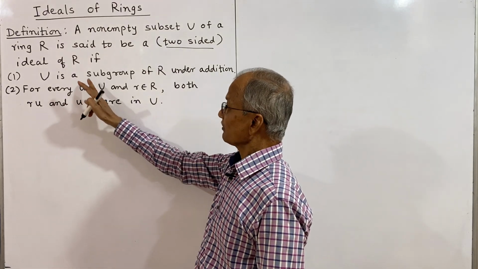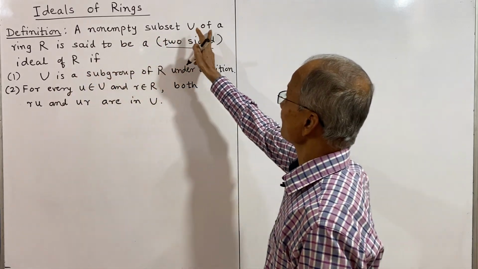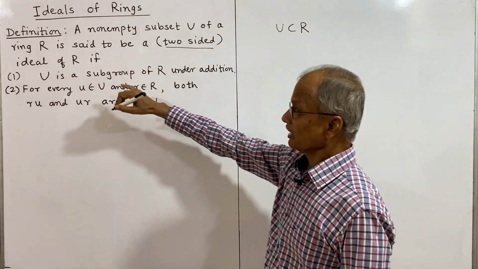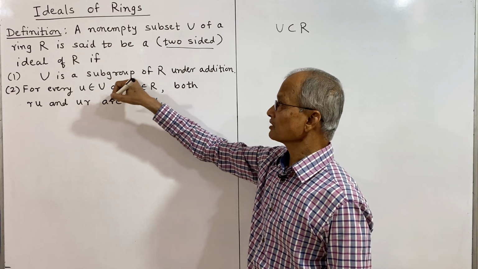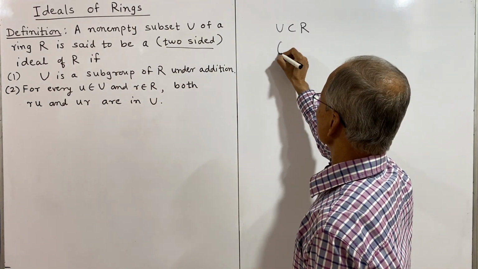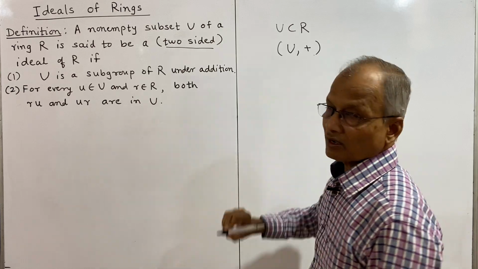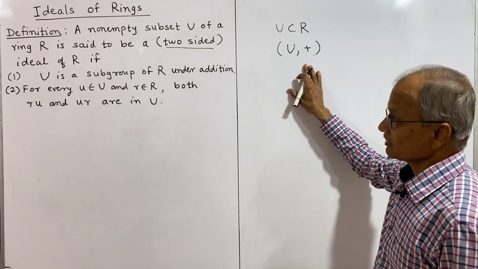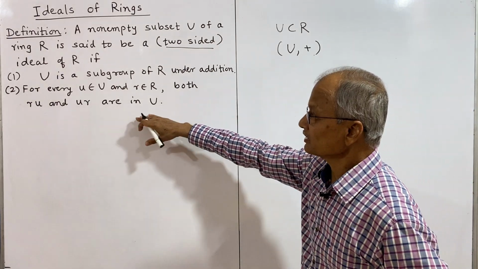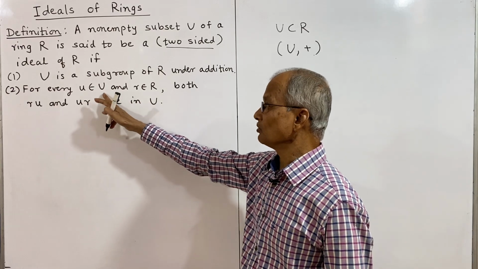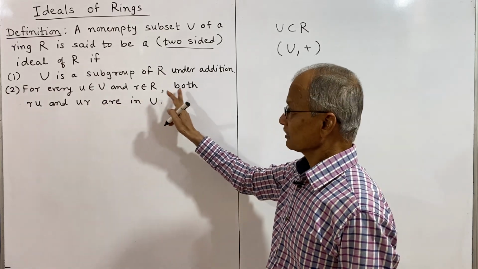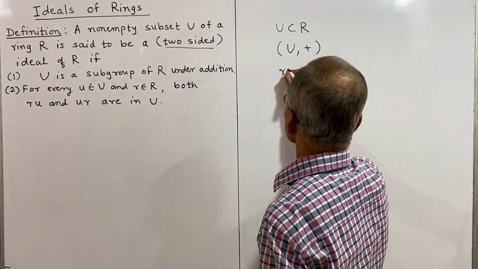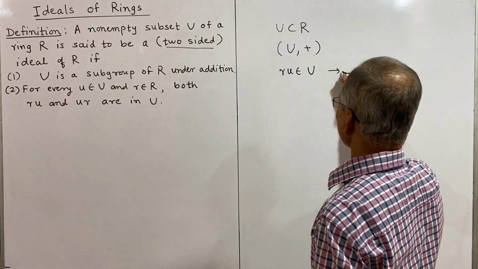First thing is U is a subset of R, and then the first condition is U is a subgroup of R under addition. That means U with respect to the plus operation is a group. It must form a group. And the next thing is for every element u in U and r in R, this product ru, this condition ru belongs to U is for left ideal.